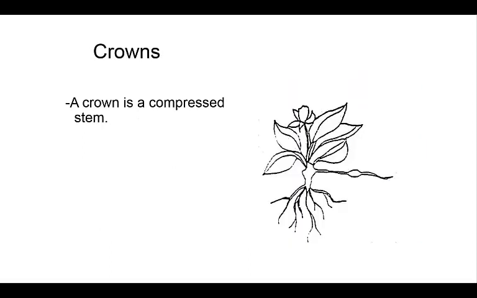A crown is a compressed stem. Crowns exist in many herbaceous plants. Grasses typically have these, as well as a lot of the herbaceous perennials like hosta, echinacea, and daylilies, where there are many buds located at a common location right near the ground. Those buds will continue to multiply and the crown will become bigger, which means sometimes we need to divide that crown if it gets too big.